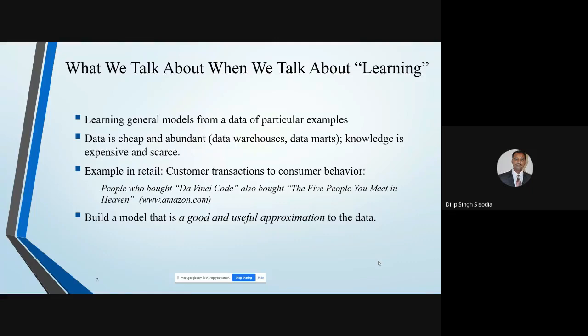Before going further, I would like to mention one thing. There are two terms we use interchangeably: one is algorithm, another is model. Both algorithm and model use the data, but there is a slight difference between algorithm and model.